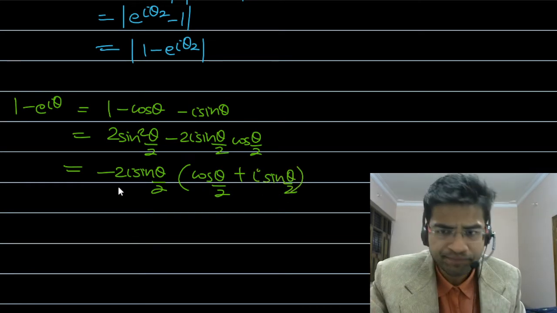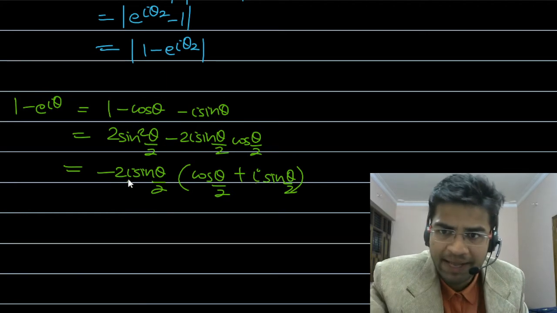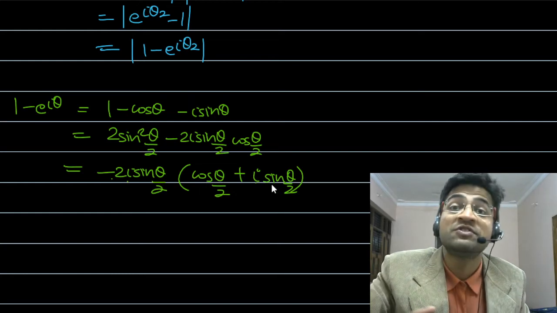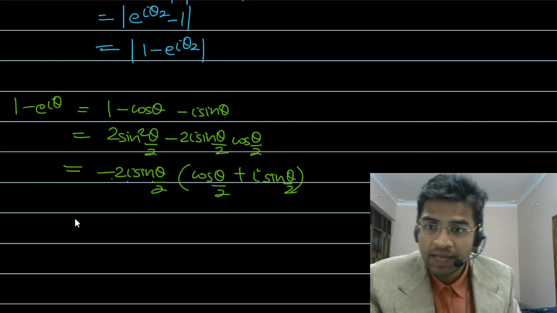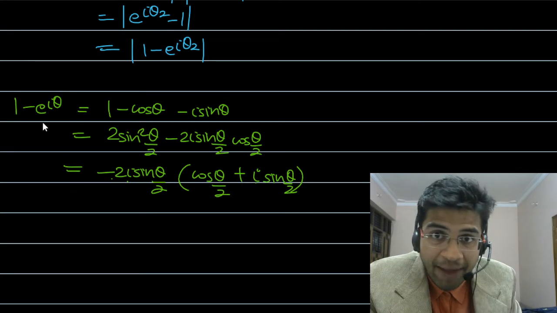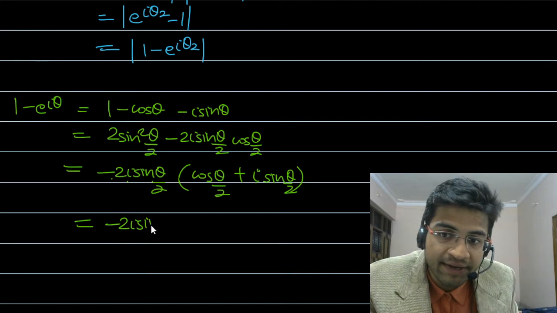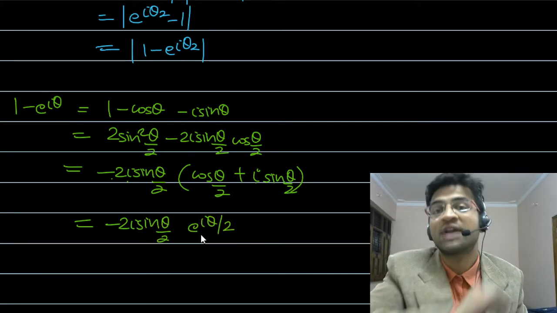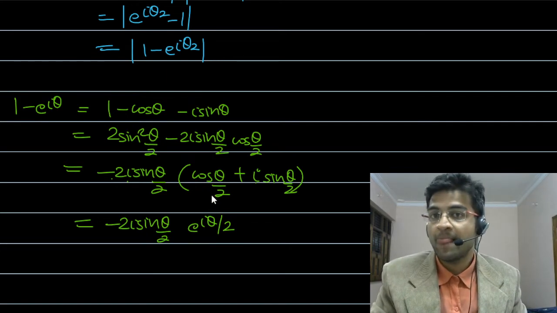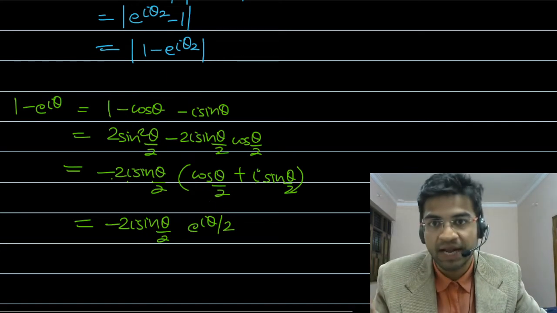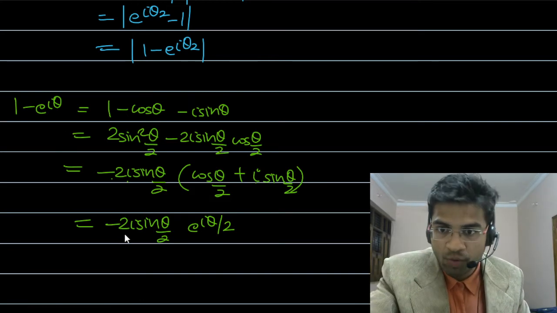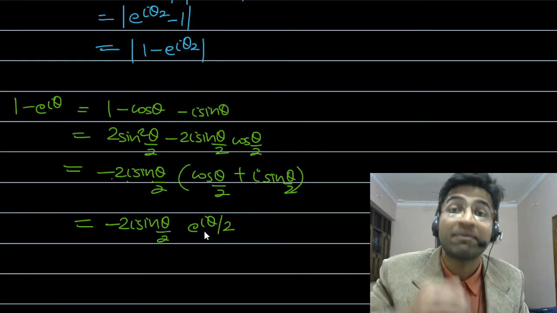How can I say this? See, iota into iota is minus 1. Minus 1 into minus 2 is 2. 2 sin theta by 2 into sin theta by 2, which will be 2 sin square theta by 2. And through this, I can write my 1 minus e to the power iota theta as minus 2 iota sin theta by 2 into e to the power iota theta by 2. And this is a very, very, very important expression. Just try to understand, 1 minus e to the power iota theta is nothing but minus 2 iota sin theta by 2 into e to the power iota theta by 2.